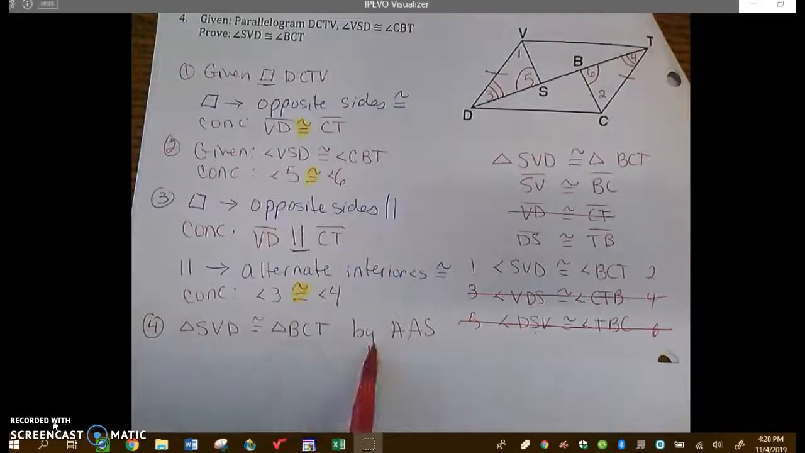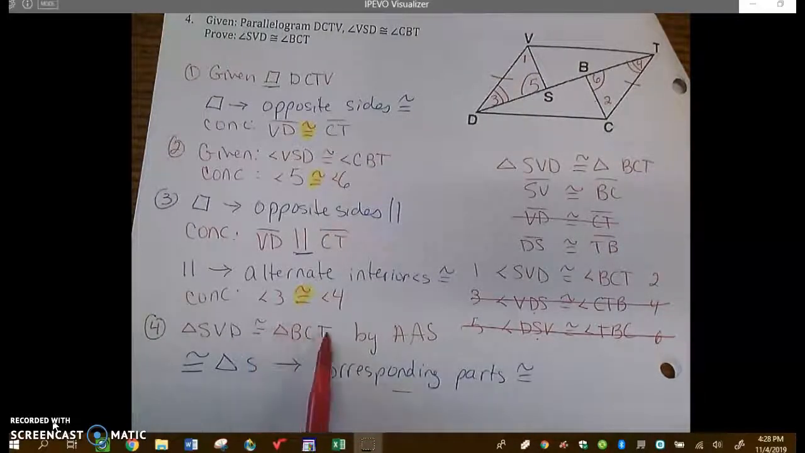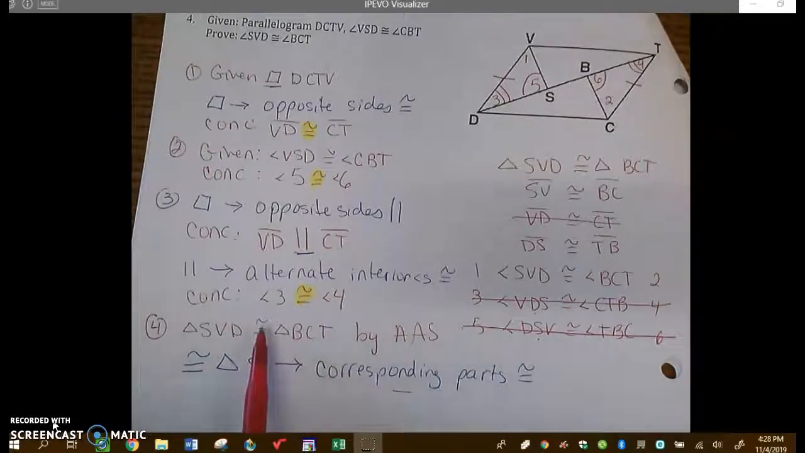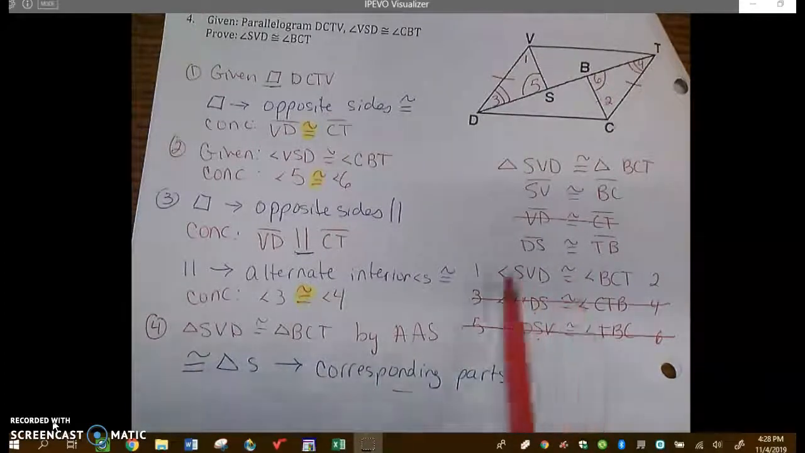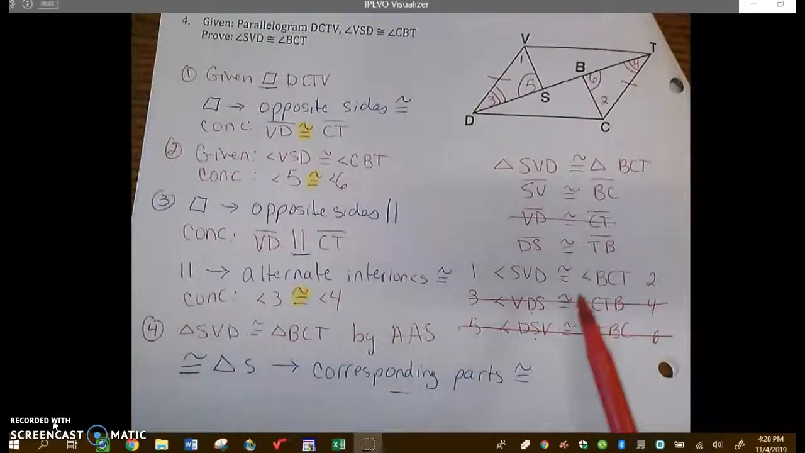So now that we have proven 2 triangles are congruent, we are going to keep going. We're going to start off right where we finished. We just proved 2 triangles were congruent. So now we're going to say if triangles are congruent, then corresponding parts are congruent. We get to conclude that anything that's not crossed off the list also is congruent.